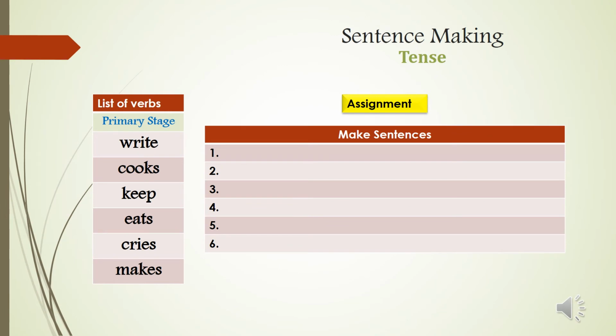Now the assignment part. I have given 2 worksheets. One is for the primary stage students and the other is for the secondary stage students. Here in this worksheet, in the primary stage, I have given you some easier verbs like write, cooks, keep, eats, cries, makes. So use these words and make sentences with this.